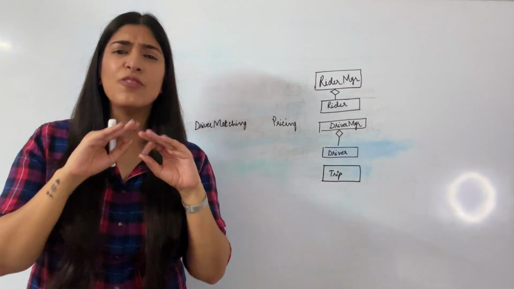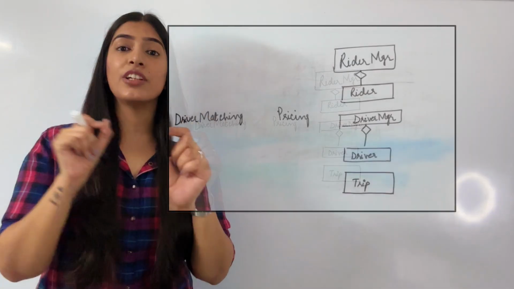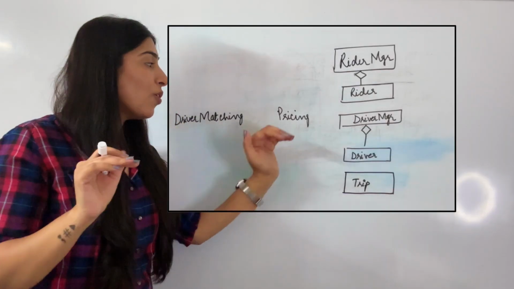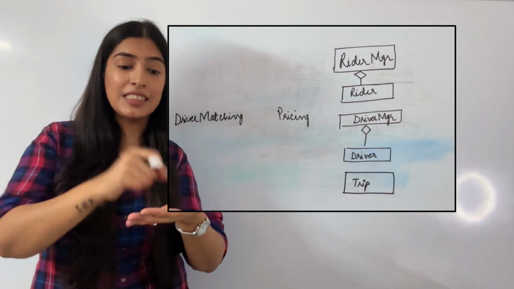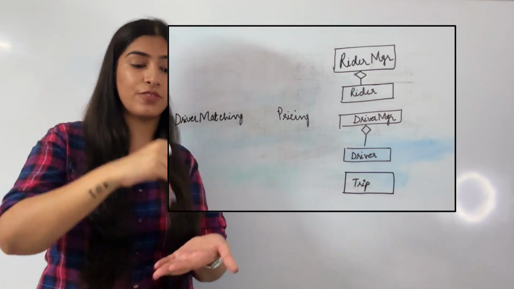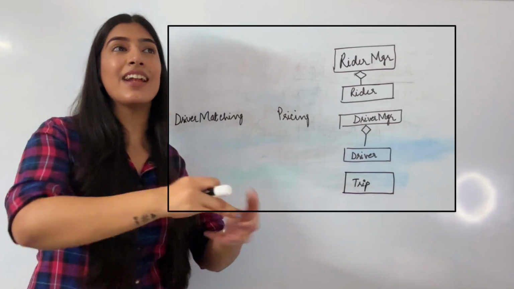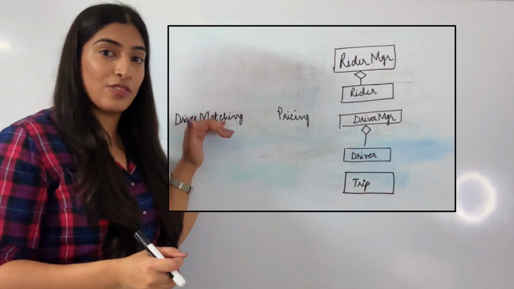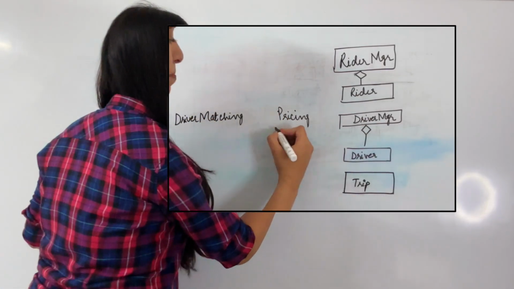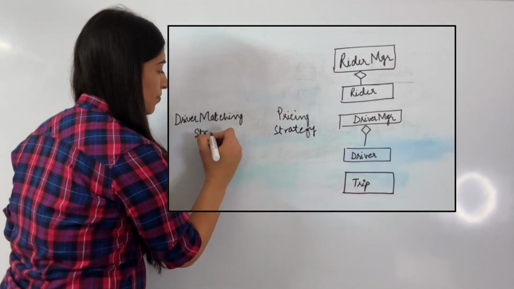So just stay tuned. In very simple terms, there is going to be a particular algorithm which is going to help us decide that, okay, how are we doing the pricing and how are we doing the driver matching. So this algorithm, every way of doing this, every algo is going to be called a strategy. So there are different strategies on the basis of which you can do the pricing or you can do the driver matching. So basically we have a pricing strategy and we have a driver matching strategy.